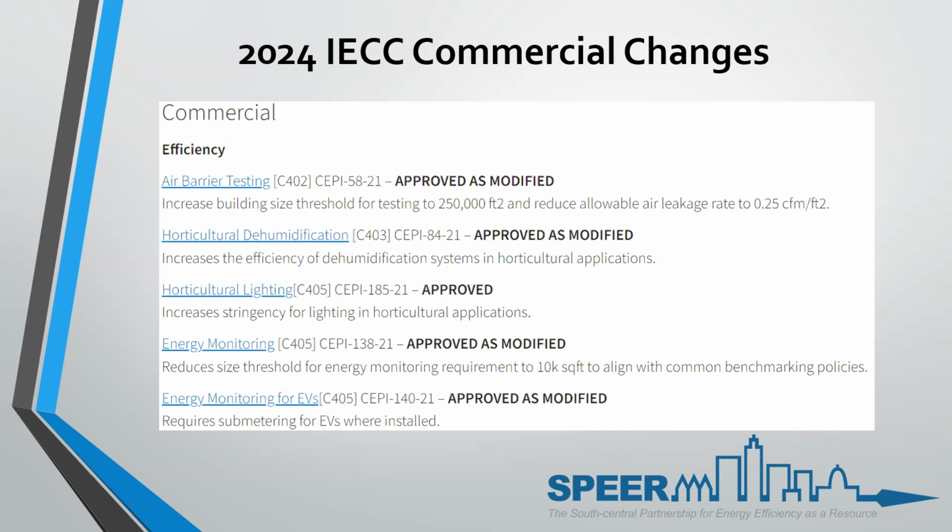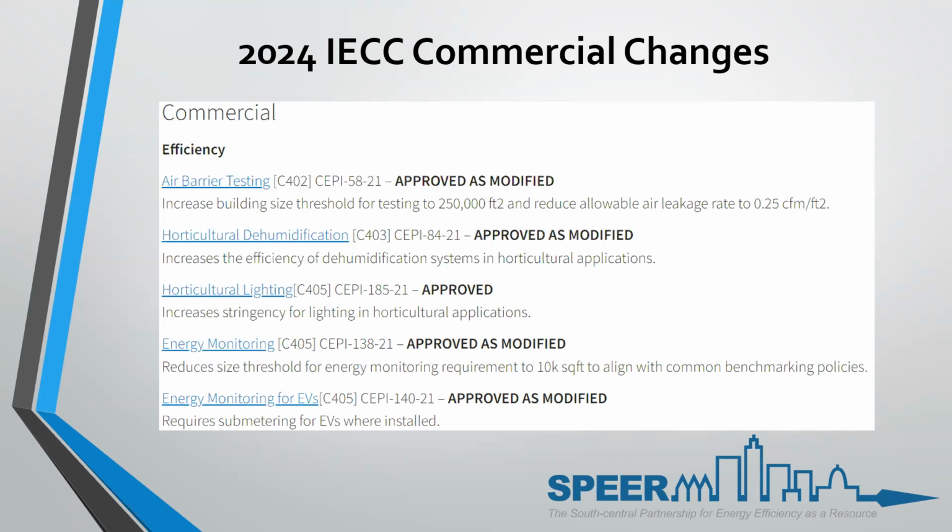Also, horticultural lighting. It increases the stringency for lighting of horticultural applications. You've got energy monitoring. I just talked about that a minute ago, but it was 25,000 for the 2021. It's dropping now to 10,000, and also to align with common benchmark policies. It's kind of like they want to introduce it to you. They're giving these large allowances to say, well, if you're under 25,000, you don't have to do this.